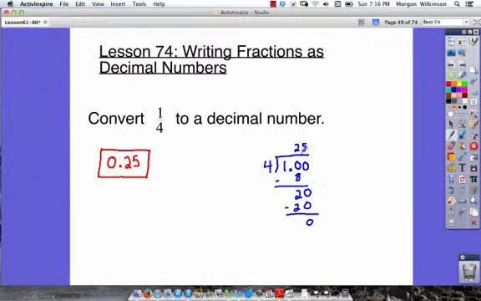We've got an answer. But we need to remember to bring our decimal point straight up whenever we divide a decimal number by a whole number. And we've got our 0 out in front. So we've got the same answer, 0.25. That's our quotient.